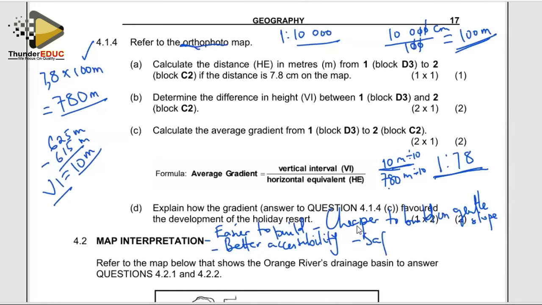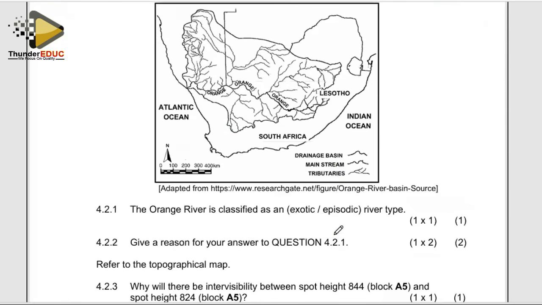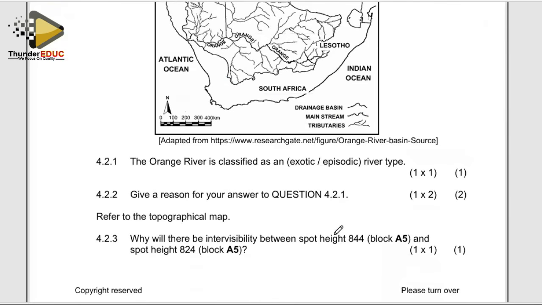And also it's safer to construct on flat land. There are so many dangers associated with the steep sloping areas. Typical problems like landslides can affect steeply sloping areas, mudslides, rock falls, or those typical problems. But it's much safer to do construction over flat lands. So for that reason, the holiday resort was established there. Let's go on to the next question.